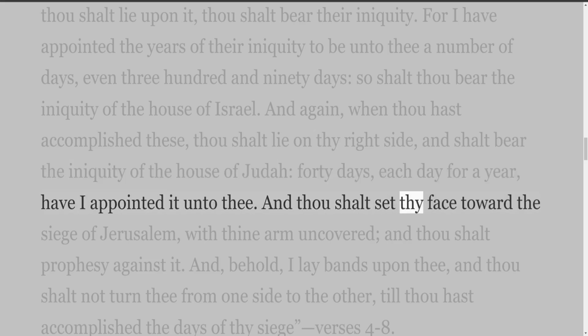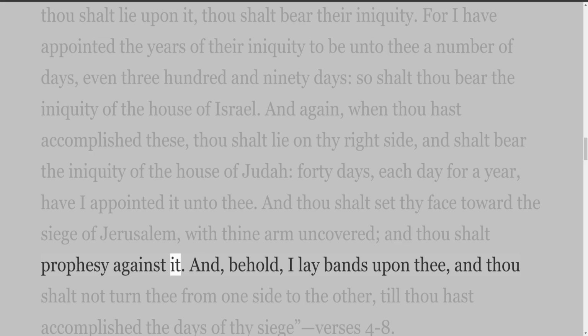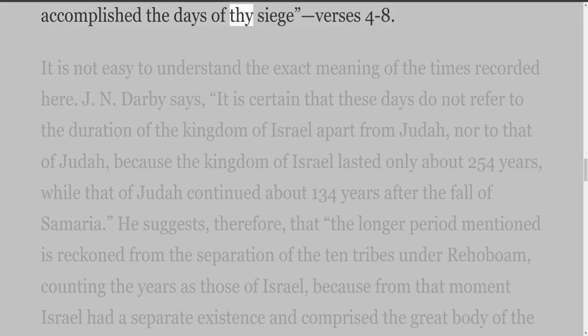And thou shalt set thy face toward the siege of Jerusalem, with thine arm uncovered, and thou shalt prophesy against it. And, behold, I lay bands upon thee, and thou shalt not turn thee from one side to the other, till thou hast accomplished the days of thy siege.